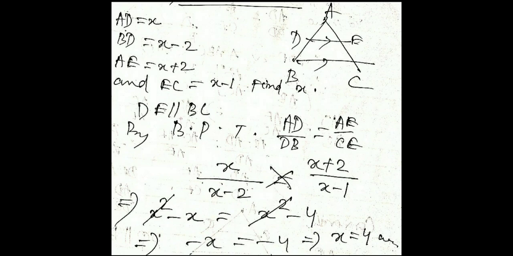Next question. AD is equal to X, BD is equal to X minus 2, AE is equal to X plus 2, and EC is equal to X minus 1. Find X. It is given DE parallel to BC. Therefore, if you use basic proportionality theorem, you can tell AD by BD is equal to AE by CE. That is straightly applied here. And simplifying, you can get this value very simply. X by X minus 2 is equal to X plus 2 by X minus 1. So by simplifying, minus X is equal to minus 4, X is equal to 4.